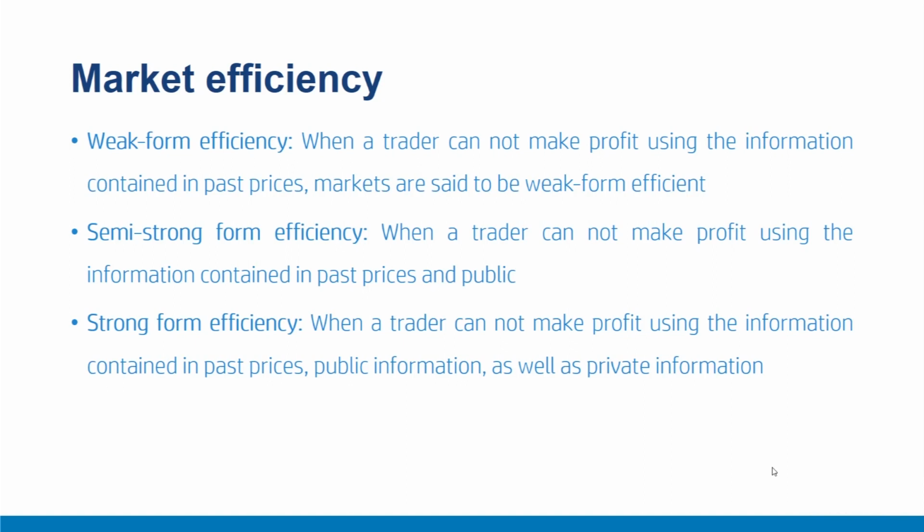Strong form efficiency is when, not only with public information and historical price data, one cannot make profit using the information contained in private information as well. So now we have added three layers: past prices, public information, as well as private information. If using all these three inputs one cannot make profits, then the prices are said to be strong form efficient.